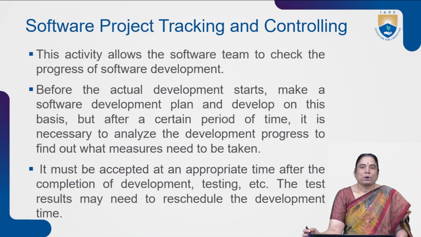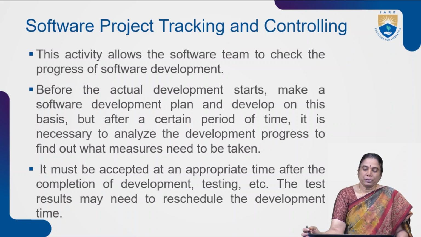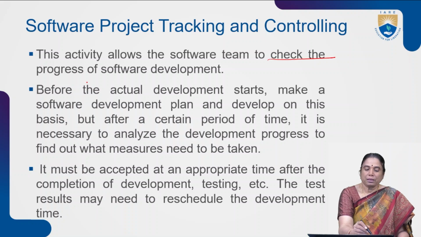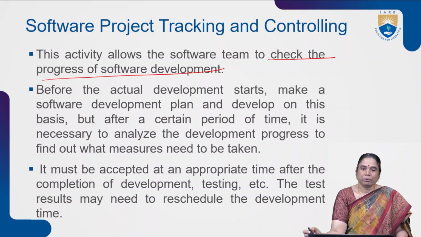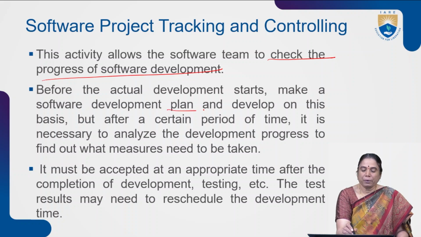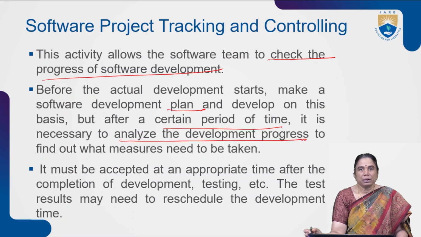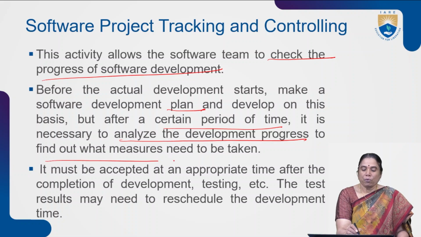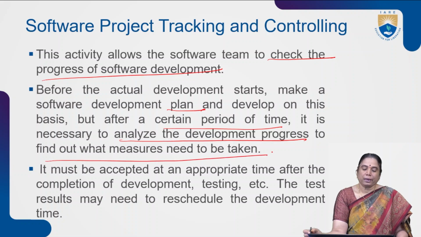What is software project tracking and control? This activity allows the software team to check the progress of the software development. Before the actual development starts, make a software development plan, and on the basis of this developed plan, at a certain period of time, it is necessary to analyze the development progress to find out what measures need to be taken.